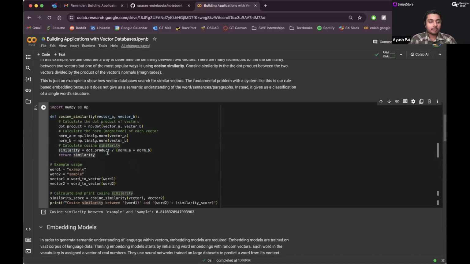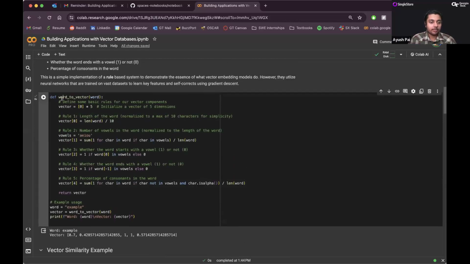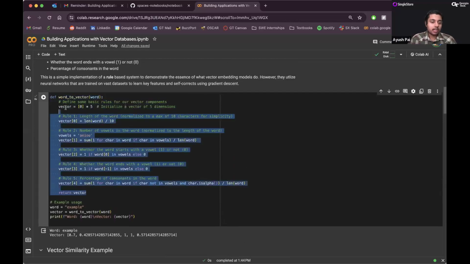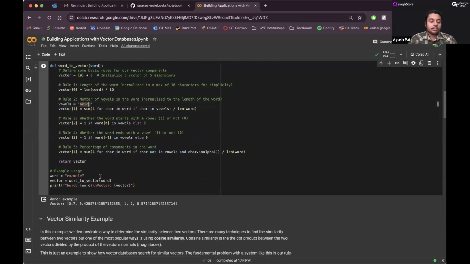That would give us a similarity score between 1 and 0. Again, 1 is a perfect match, and 0 is not similar at all. That's what we're doing here. We have two words here, example and sample, and we're using the same word to vector algorithm that we defined up here. Again, this is a very rudimentary algorithm that's not very robust at all.